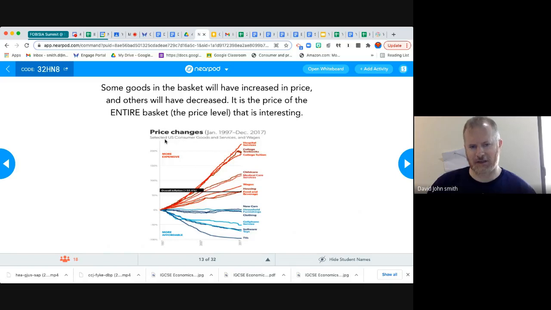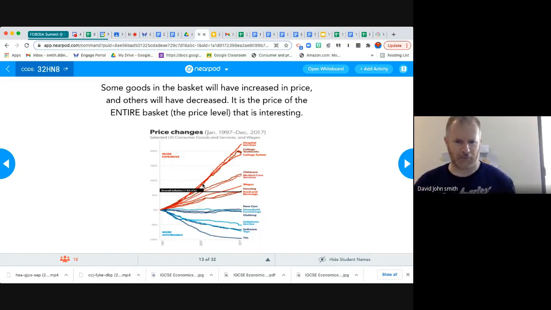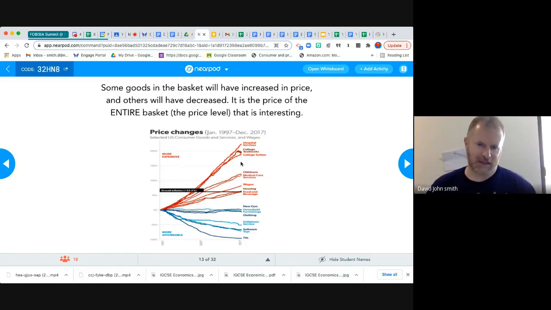But if we have a look at this, this is from the US, so apologies. These are things in the basket: hospital services, college textbooks, college tuitions, childcare, medical services, wages, housing, food, beverages, new cars, household furnishings, clothing, cell phone service, software, toys, TVs. There's obviously more within the basket itself. And the red indicates these products within the basket have increased in price, and the blue suggests these products have decreased in price, so they're more affordable.